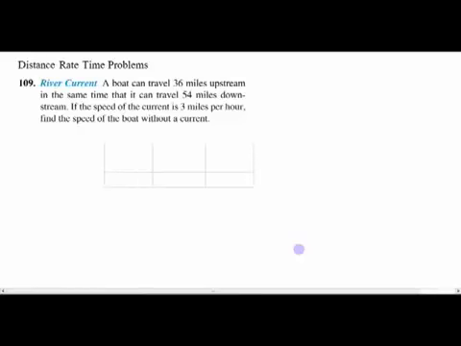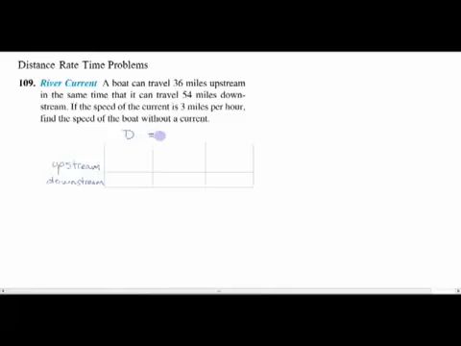Distance rate time problems. This one is on river current. A boat can travel 36 miles upstream in the same time that it can travel 54 miles downstream. If the speed of the current is 3 miles per hour, find the speed of the boat without a current. We have two situations. We have the situation where the boat is going upstream, and the other situation is where the boat is going downstream.